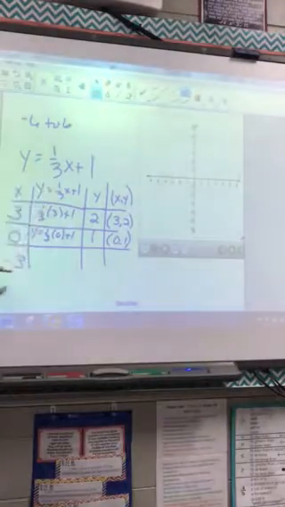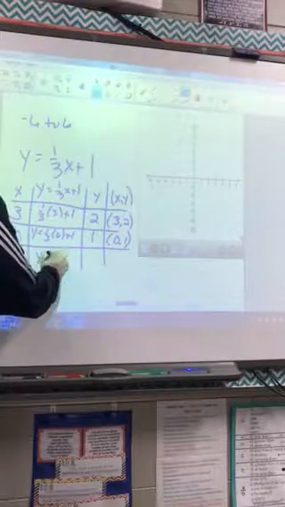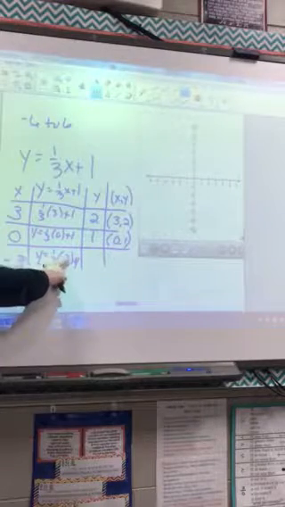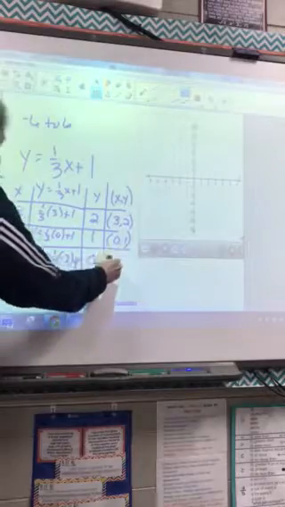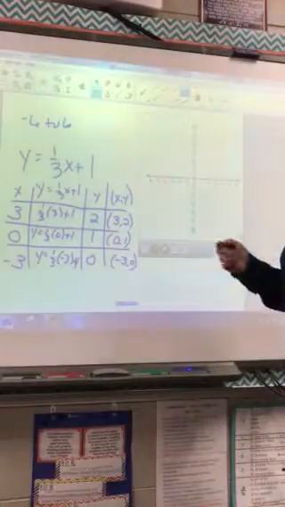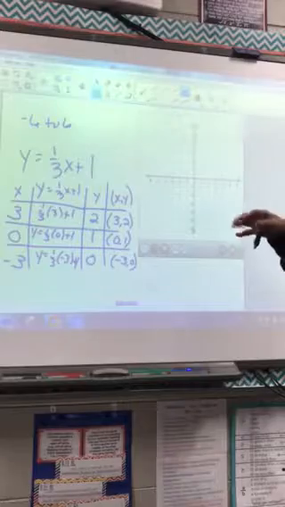Now I'm going to go through and solve it for negative 3. y equals 1/3 times negative 3 plus 1. 1/3 times negative 3 is negative 1. Negative 1 plus 1 is 0. (Negative 3, 0) is my third point. Your book says only use 2 points. I like to use 3 points just because it's a check.